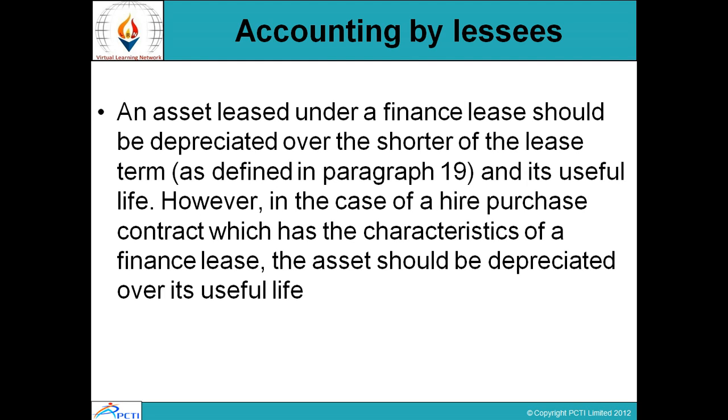An asset leased under a finance lease should be depreciated over the shorter of the lease term as defined in paragraph 19 and its useful life. However, in the case of a hire purchase contract which has the characteristics of a finance lease, the asset should be depreciated over its useful life.